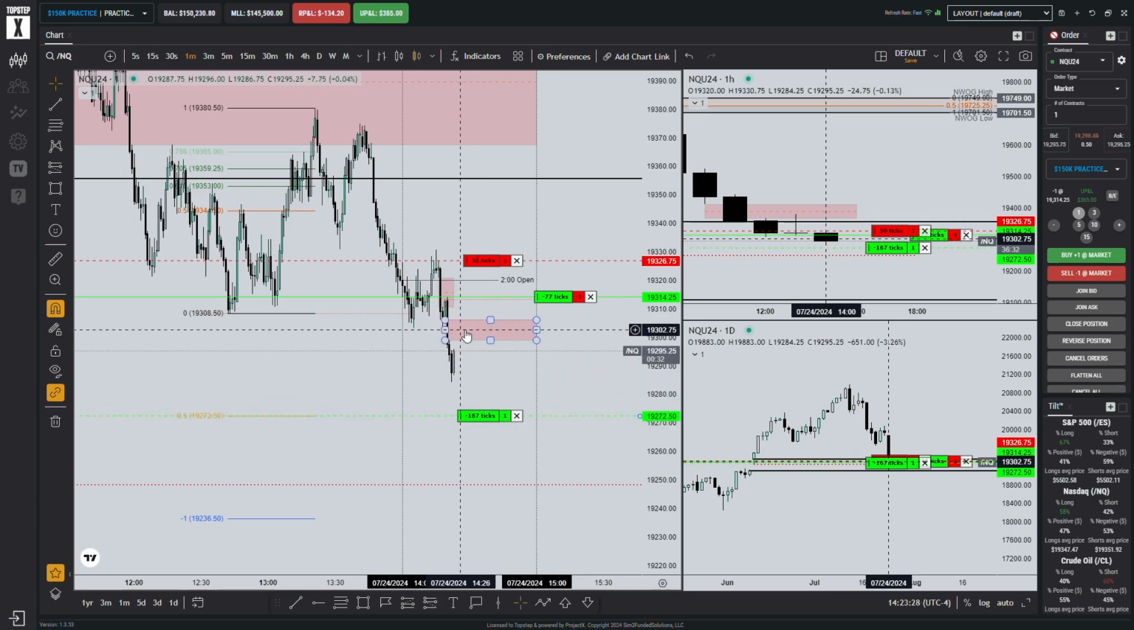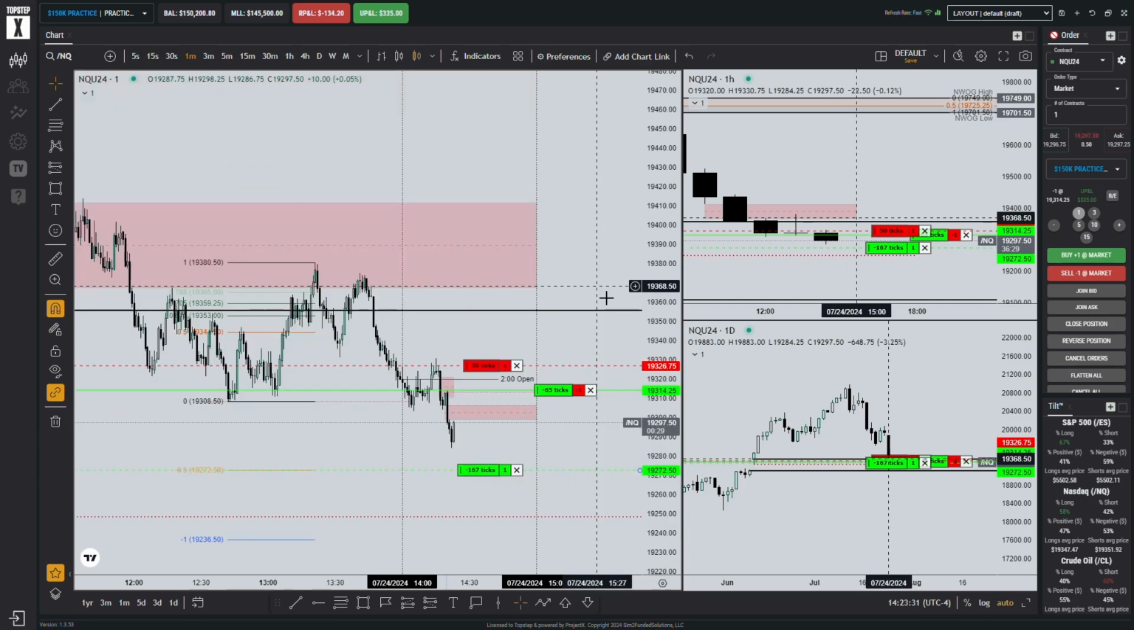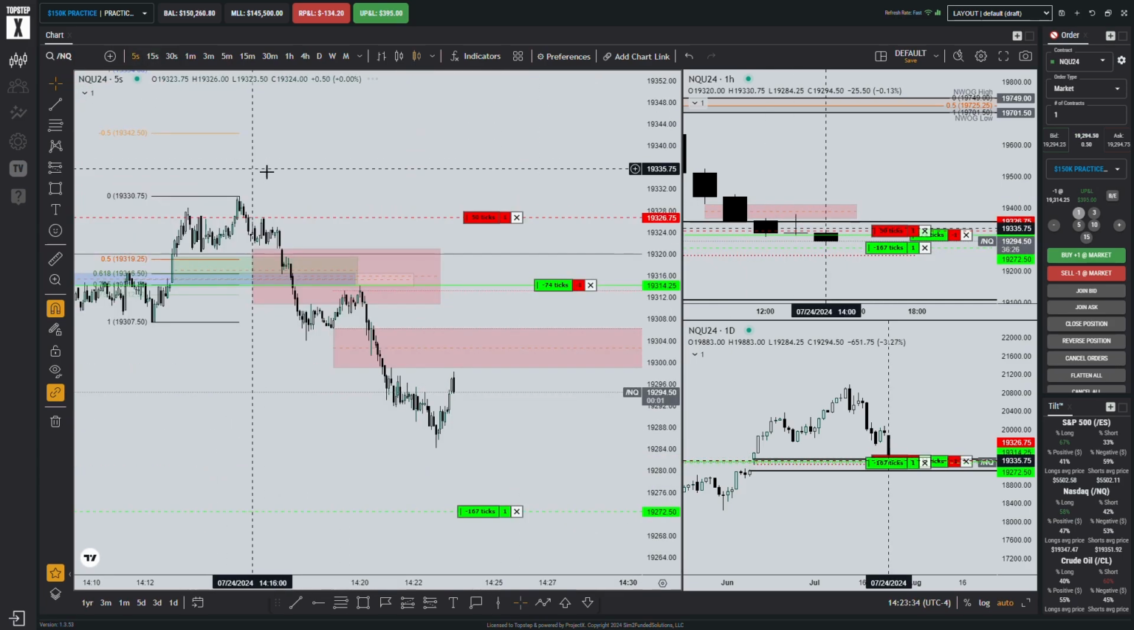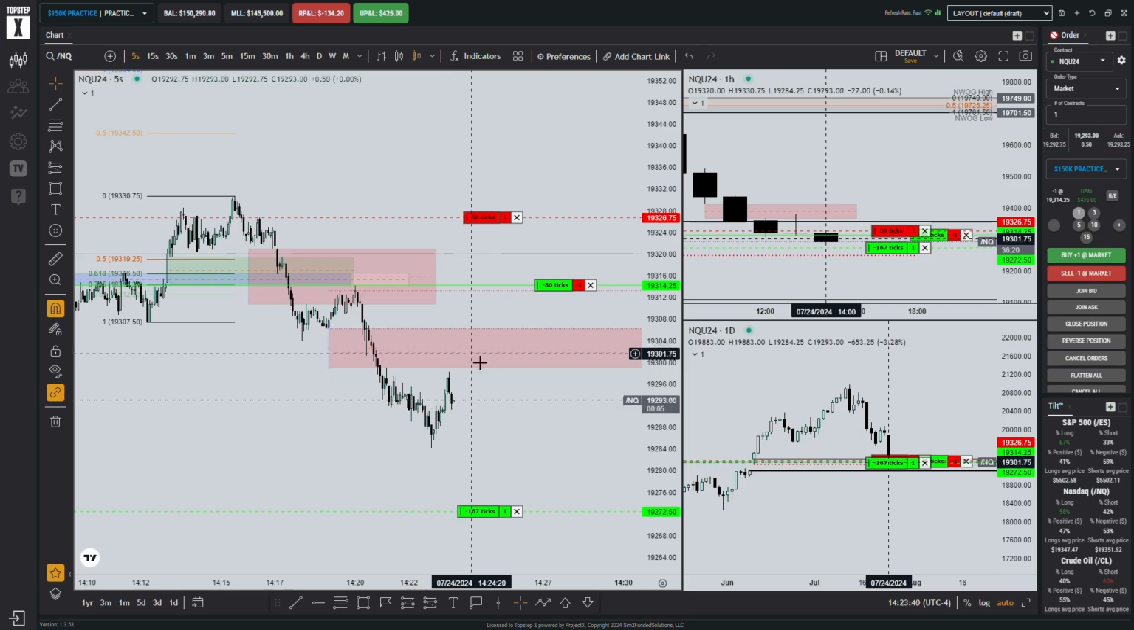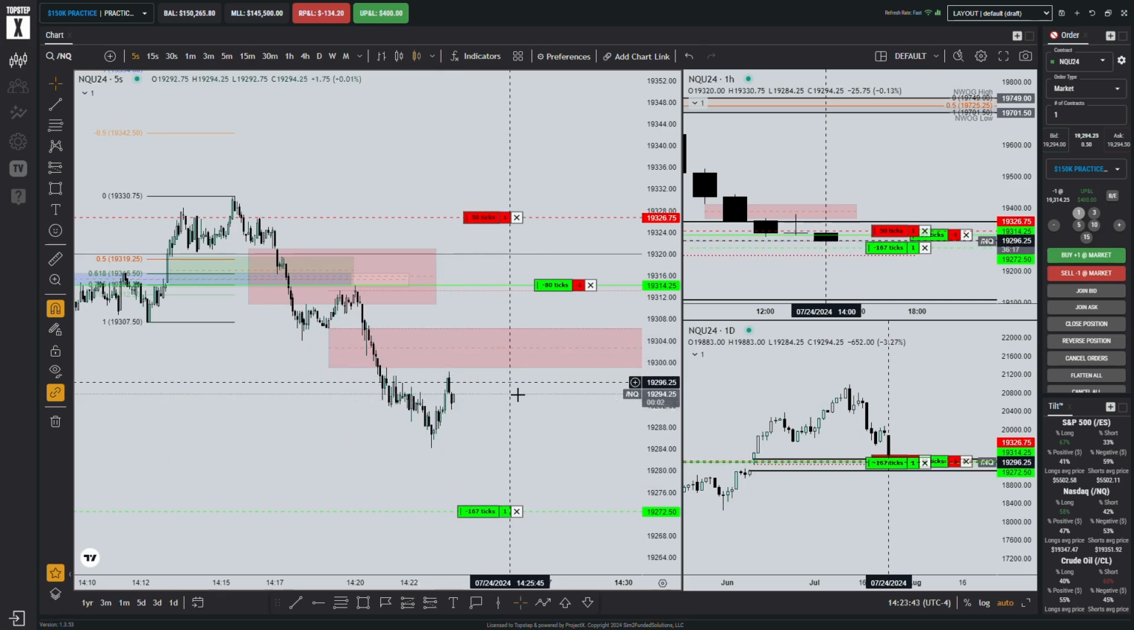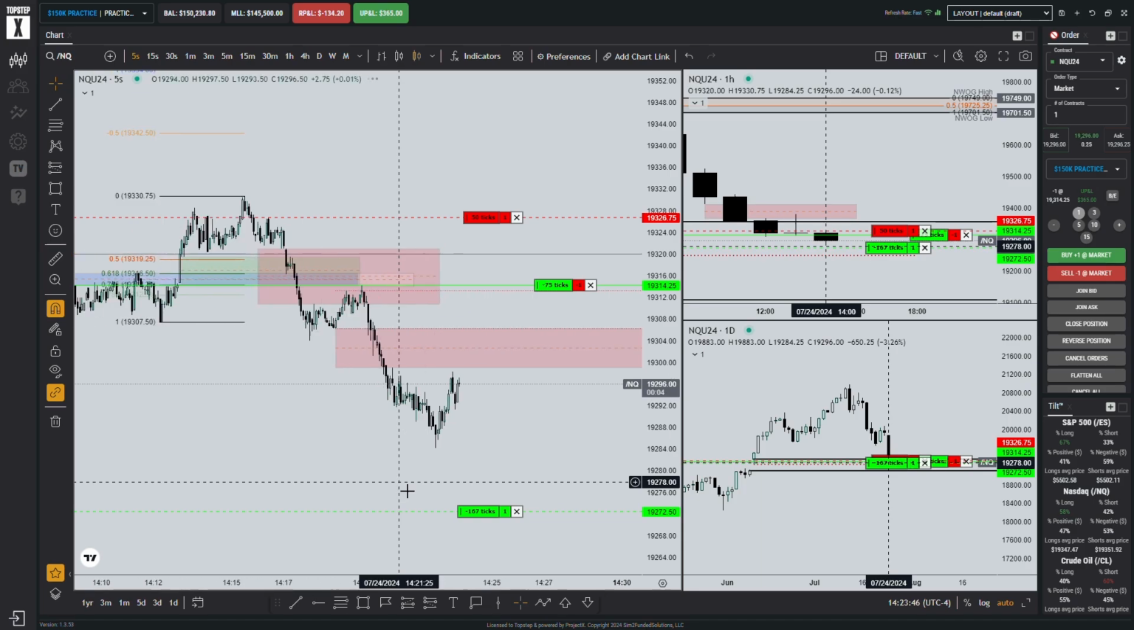Now ideally, if we pop back up into this gap, I'd love to see weakness and consequent encroachment. In fact, I'll go down to the 5-second chart. Yeah, we have this 5-second fair value gap. I like that it's being filled in now so that when it pops back up into this 1-minute gap, it can reject and then create another sell model into this.